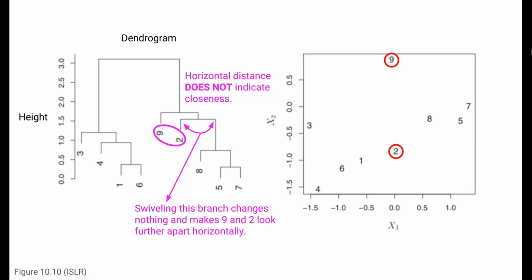So why this happens is actually an artifact of drawing these dendrograms. We could have swiveled the branch indicated here to show 2 on the right and the 8-5-7 cluster on the left. This wouldn't have changed a thing about the clustering, but it would have made 9 and 2 look farther apart, which they actually are. So with this background in mind, let's actually dive into the hierarchical clustering algorithm.